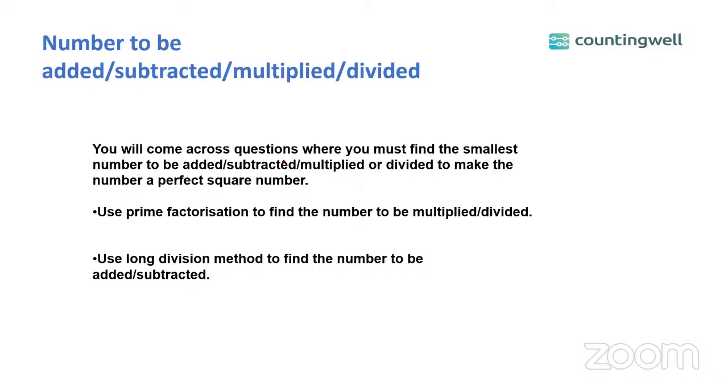Next trick is to find the number to be added, subtracted, multiplied, or divided. In exams, you will come across questions where you must find the smallest number to be added, subtracted, multiplied, or divided to make the number a perfect square. For this, especially to find the number to be multiplied or divided, we use prime factorization. And to find a number to be added or subtracted, we use the long division method. We will see this trick in detail in our coming slides.